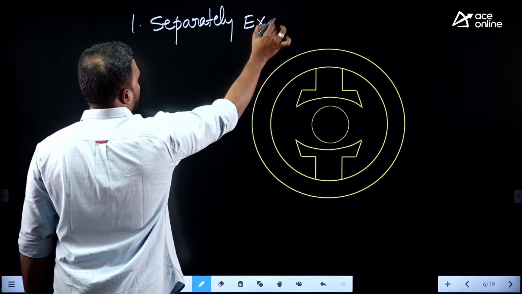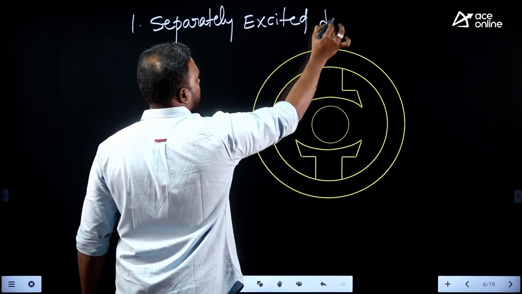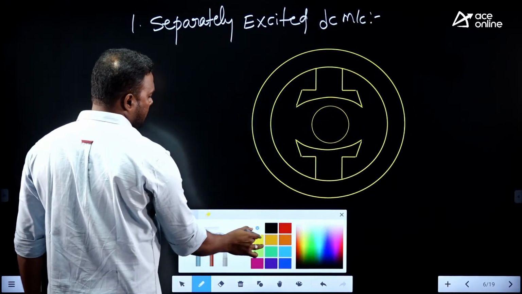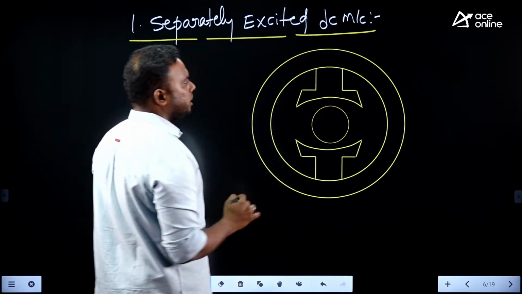Separately excited DC machine. So in the name itself, the field winding is excited with a separate voltage source here. See here how it is.